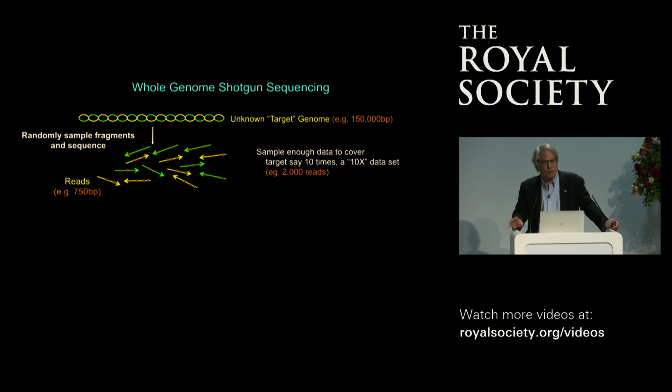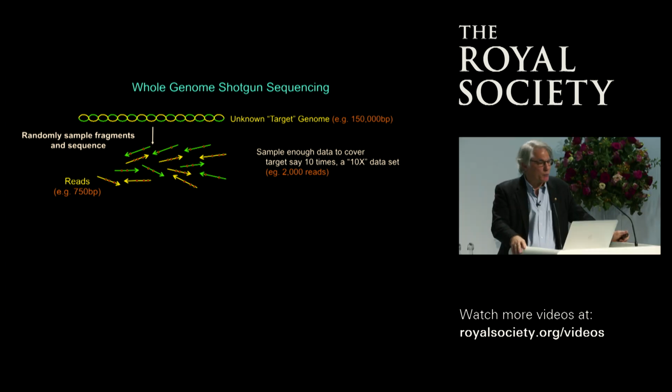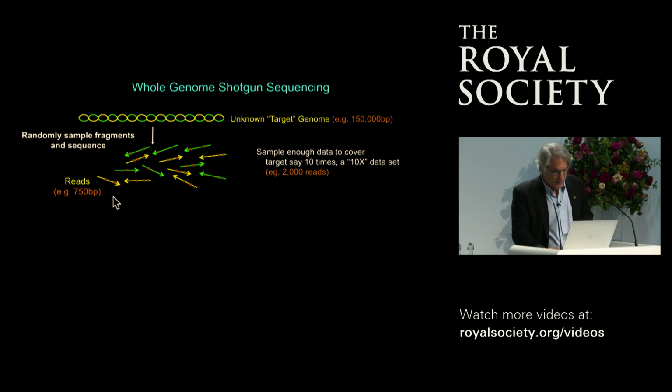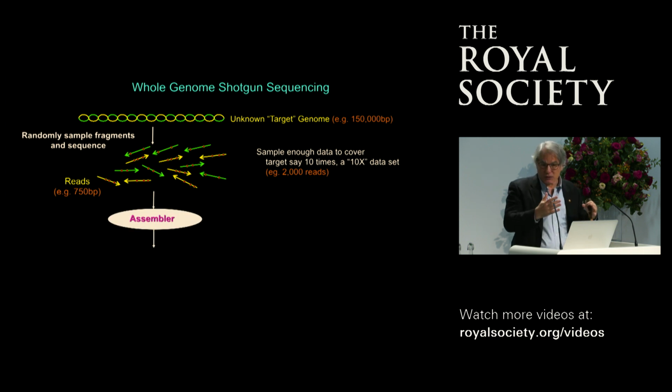So the shotgun technique is you reach in and you keep sampling, and you do that so that you basically oversample that target. So you want to maybe say oversample it by a factor of 10. So the target's 150,000 base pairs, but you would say, for example, collect 2,000 reads, which if you do the math is 1.5 million base pairs, which is 10 times more data than the actual target. And the idea is that if you've oversampled it, then you should be able to put these pieces together to reconstruct the original. So the goal is to build a piece of software, a classic inverse piece of software. The computer science problem is to build what's called an assembler that takes those 2,000 reads, figures out how they should go back together to give you the original target. So it's a classic inverse problem.